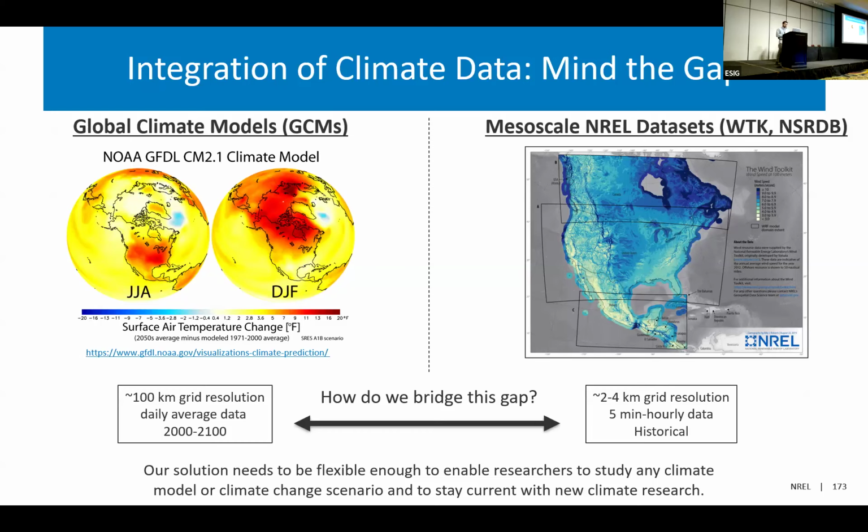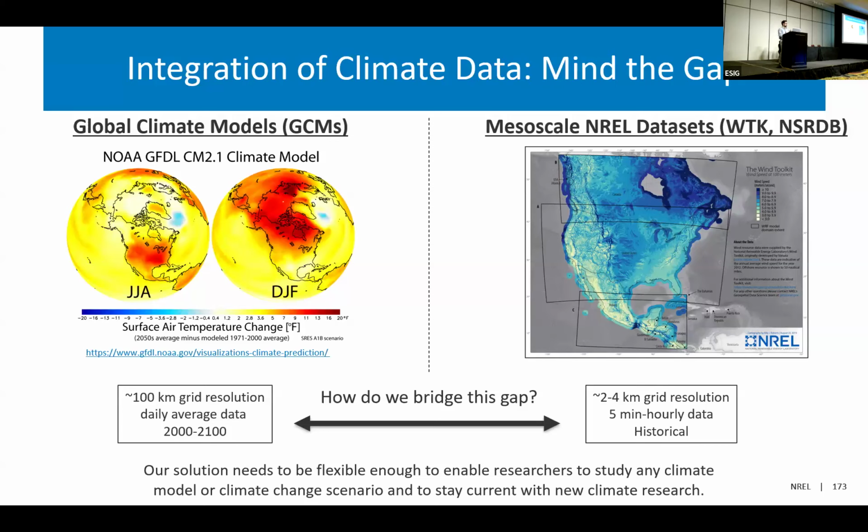Now, these are all typically very low resolution, typically around 100-kilometer daily average. So Justin was talking about how 30 kilometers is trash. Well, 100 kilometers is really, really, really coarse. And daily average also, it's really hard to understand how power system operations work if you're doing only daily average analysis. So we want to bridge this gap, create data that's on the order of 2 to 4 kilometers in hourly resolution to understand power system operations with climate change impacts.